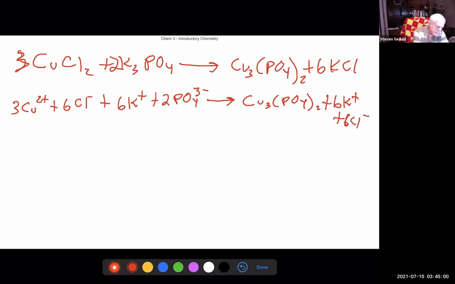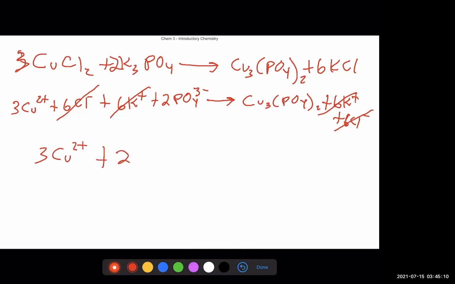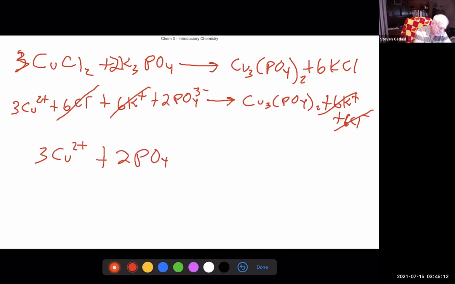All right, so let's get rid of the spectator ions. And the net result should be 3 Cu2+ plus 2 PO4 3 minus goes to Cu3(PO4)2. And this should be solid, and these should be aqueous.